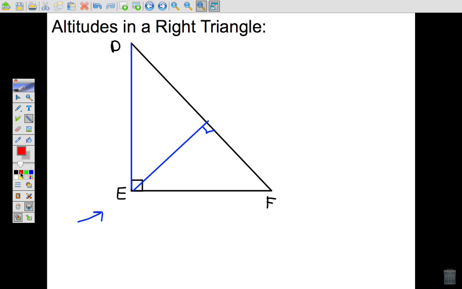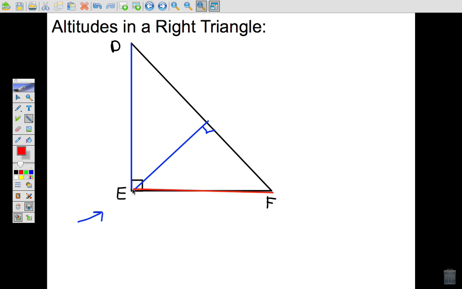How about from vertex F? So from vertex F, I want to draw a segment such that it's perpendicular to the opposite side. So notice here, from vertex F, it's actually a side of the right triangle. So in a right triangle, one of the altitudes is inside the triangle. The other two altitudes are actually the sides of the triangle.